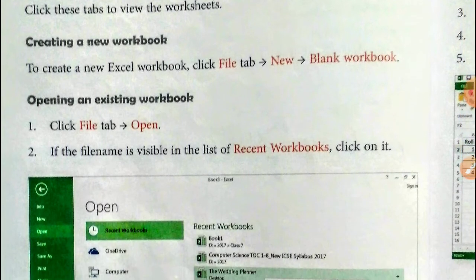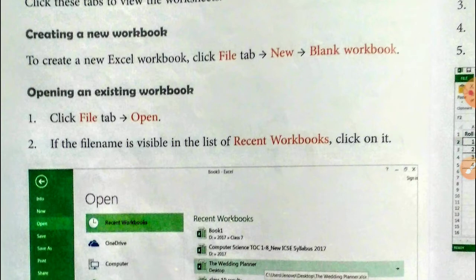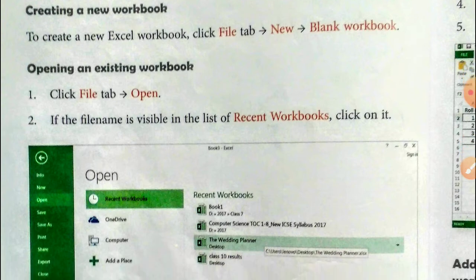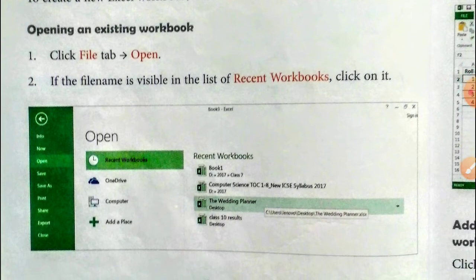How to create a new workbook? To create a new Excel workbook, just click File tab, then click New, then a blank workbook will appear on your screen. And second, opening an existing workbook, which means one you have already made. How to open? Just click File tab and click on Open and see the name under which you have saved your file. Click there, your existing workbook will open.